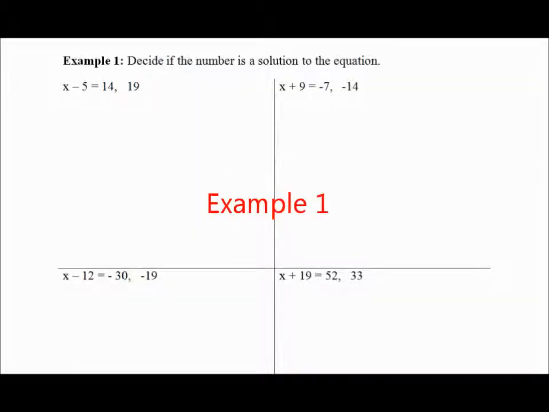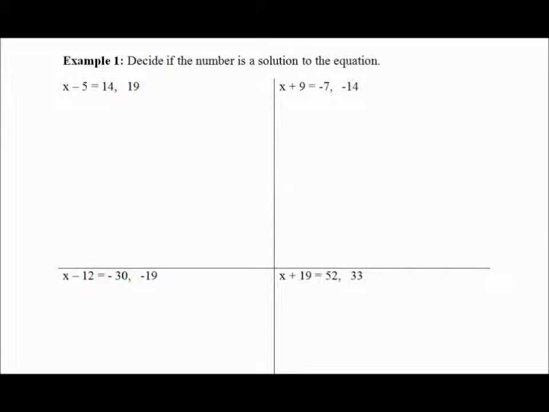Example 1. Decide if the number is a solution to the equation. Before we actually solve any equations, we're going to do some problems where we're checking to see if a given number is a solution to the given equation. And the way we do that, we just take the number and substitute it back into the original equation and see if it makes a true statement. For this example, we have 6 problems. We'll work 3 together, then you'll do 3 on your own. So let's go ahead and get started.